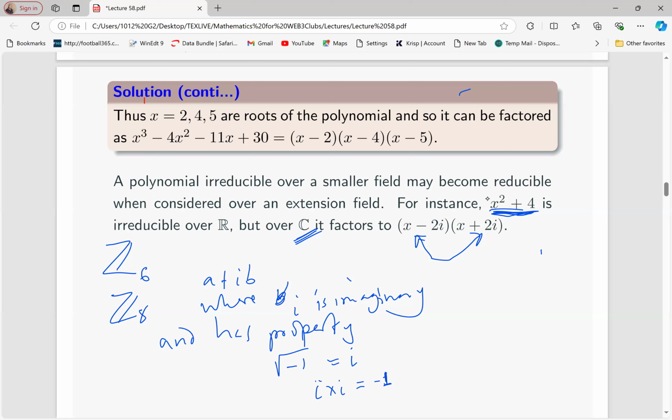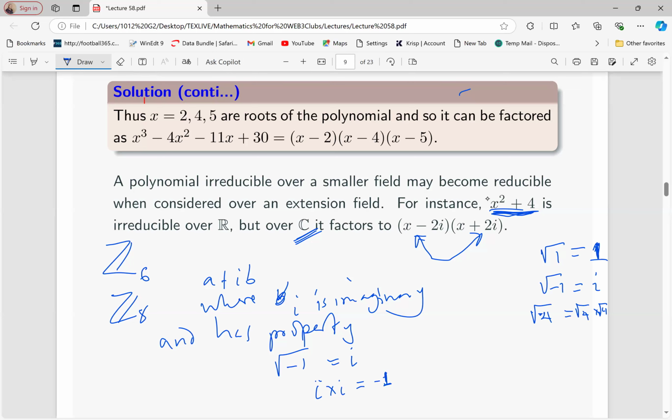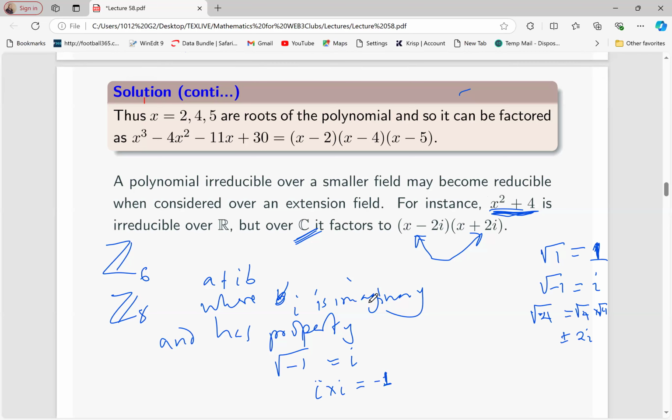But we also know the square root of 1 is just 1. When you talk of the square root of -1, that becomes i. So the square root of -4 is the same as the square root of 4 times the square root of -1, which is plus or minus 2i. So this can be factorized this way.